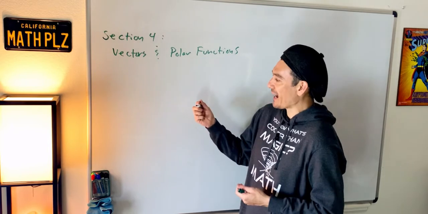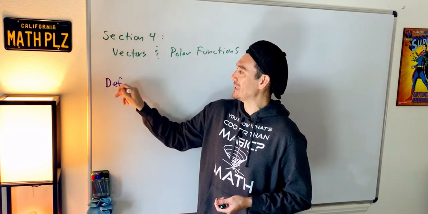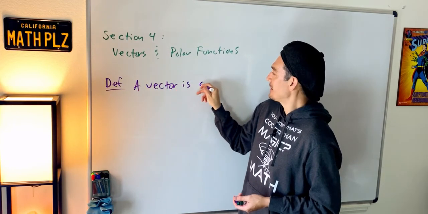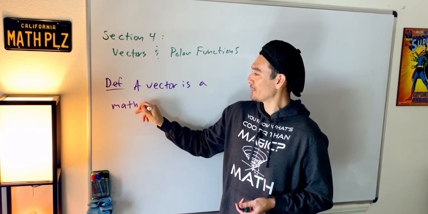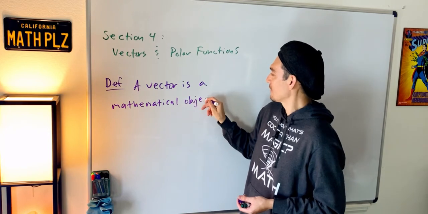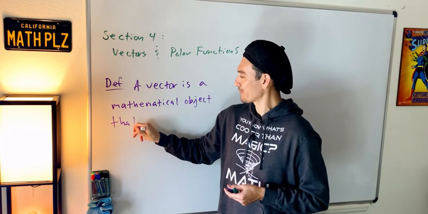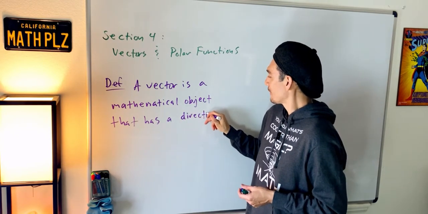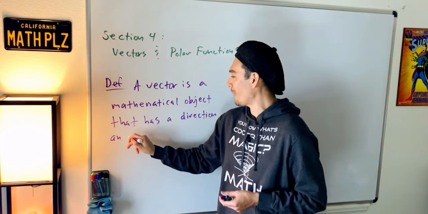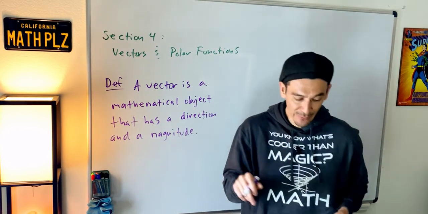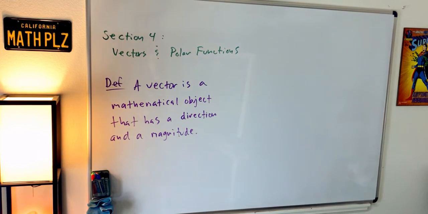So what is a vector exactly? Let me give you a definition and then we'll explain this. A vector is a mathematical object that has a direction and a magnitude. Let me get out of the way and proofread this while you copy.